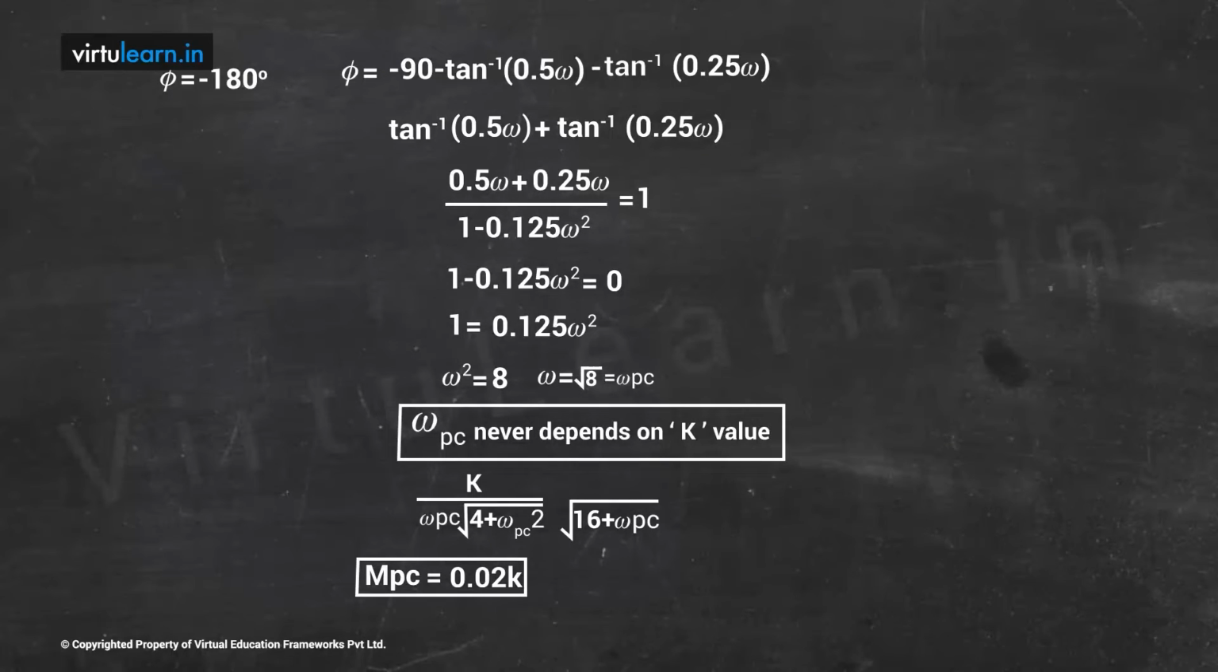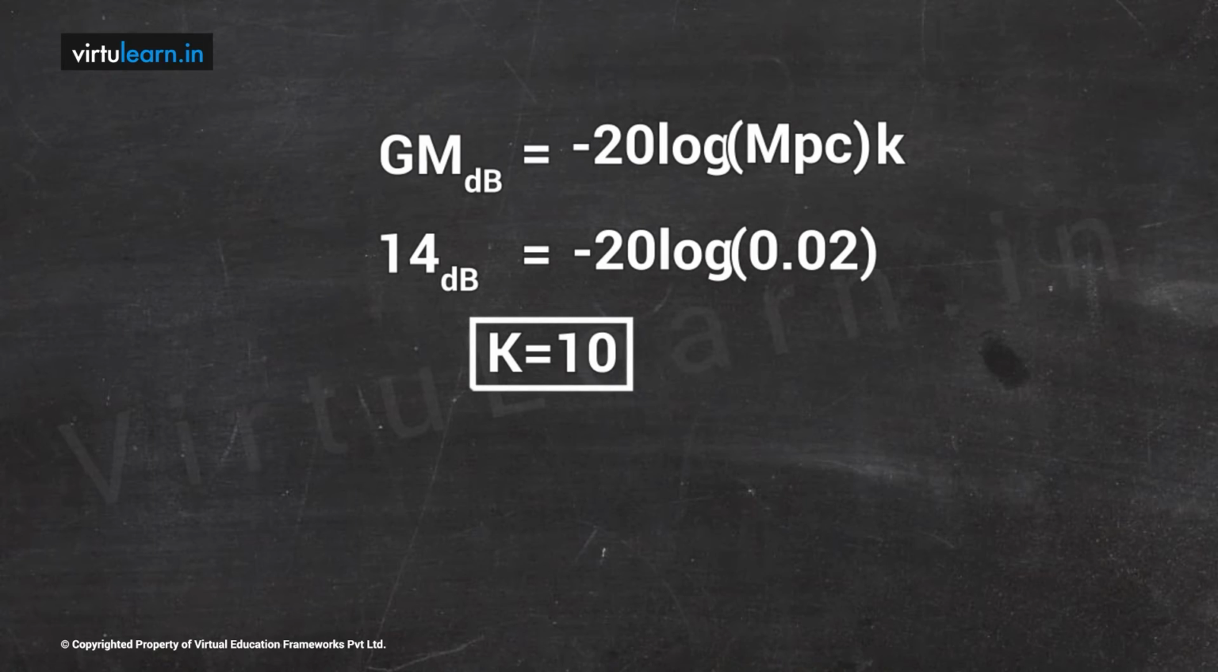Now coming to find the MPC value, you just substitute omega PC in the expression of magnitude. So K by omega PC square root of 4 plus omega PC square under root of 16 plus omega PC square. Then I can find out what will be the MPC. So when you get this, it is going to be 0.02 K. So I have MPC in terms of K. So the final step, we know what gain margin is specified, that is 14 dB is equal to minus 20 log MPC. What is MPC here? 0.02 K. When you substitute, then you will be getting the K value. The K value is going to be 10, which means in the transfer function, if you adjust the K value to 10, then that particular system will give us the gain margin of 14 dB, which is required.